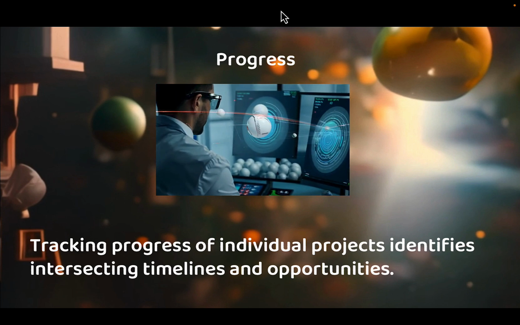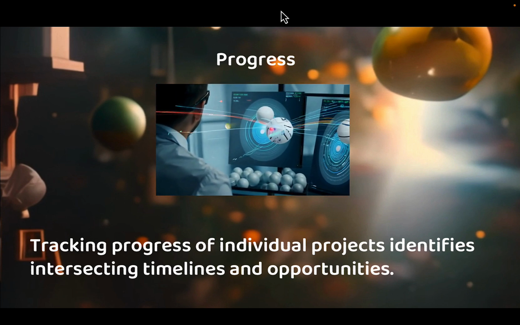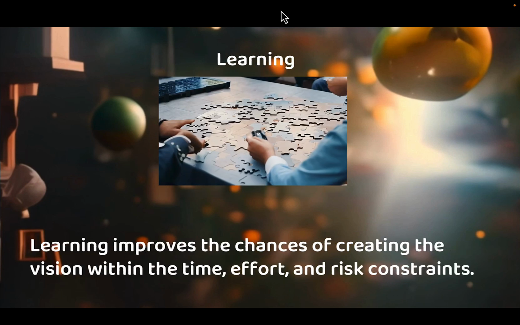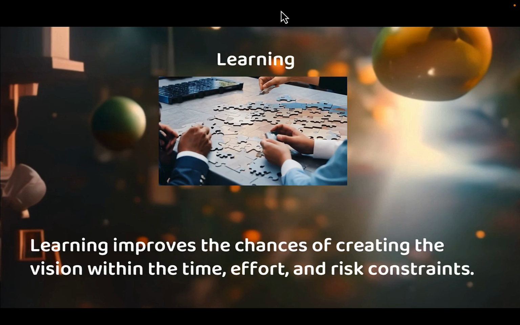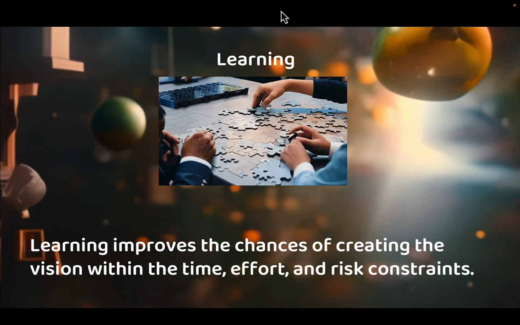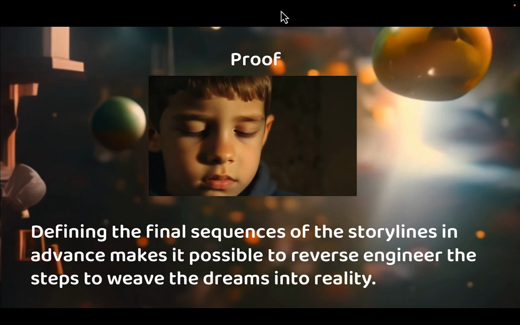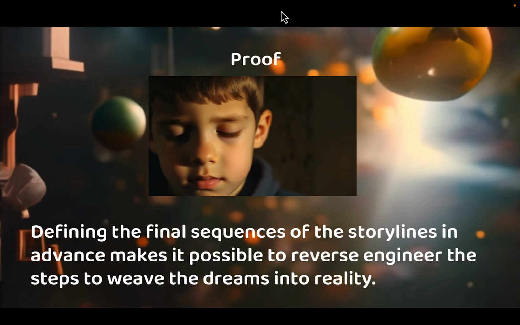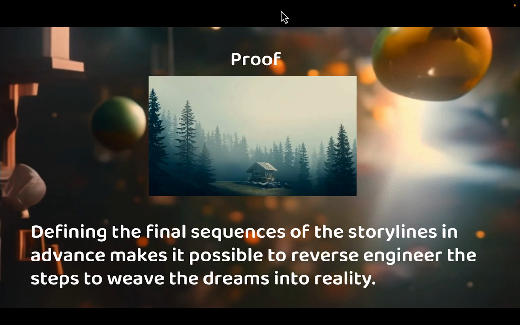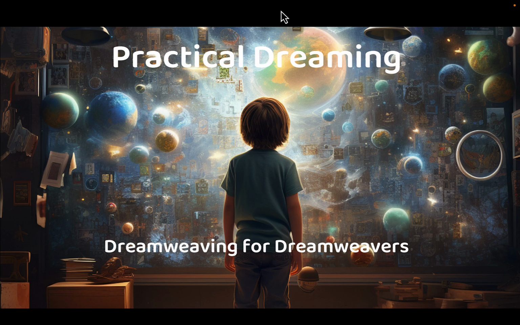Tracking progress of individual projects identifies intersecting timelines and opportunities. Learning improves the chances of creating the vision within the time, effort, and risk constraints. And proof defines the final sequences of the storylines in advance. And this makes it possible to reverse engineer the steps to weave the dreams into reality. And this is dream weaving for dream weavers.